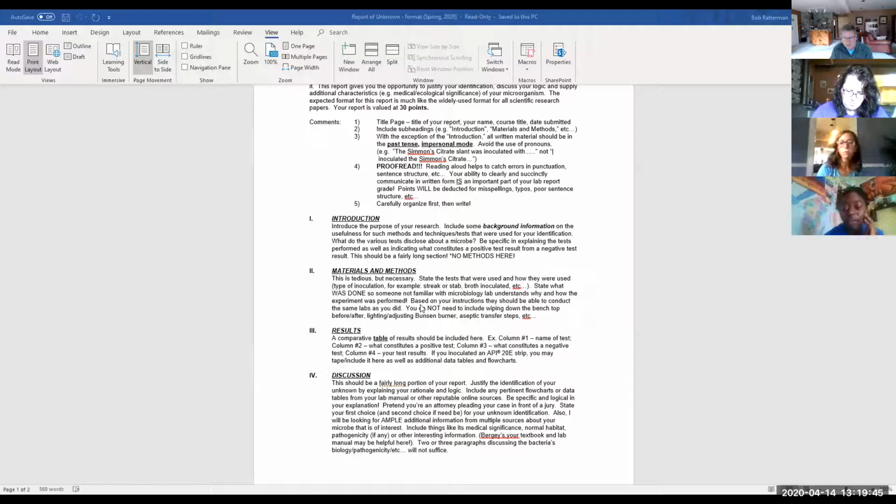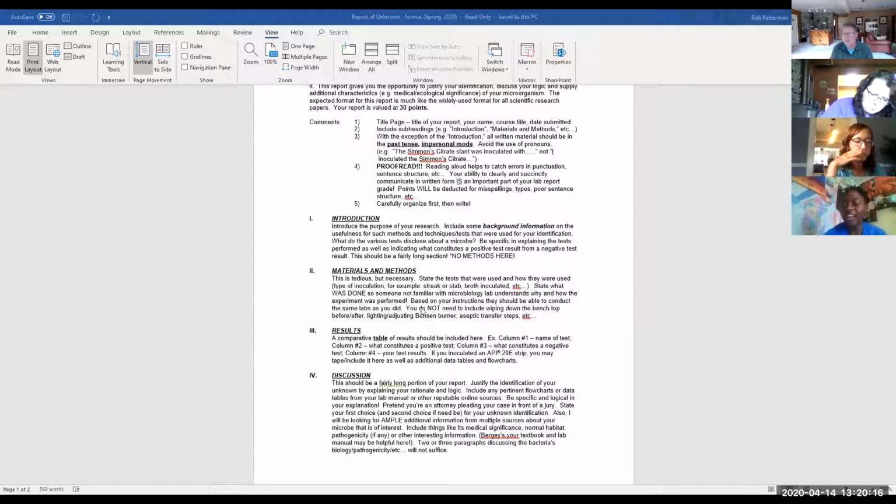Correct. Yes, you would want to indicate what constitutes a positive or a negative test result. Don't comment on what your unknown would give. Of course, that would come in the results section. But you're laying the groundwork for the reader as to what the test is testing for. And what would one look for visually to determine whether it's a positive or a negative?